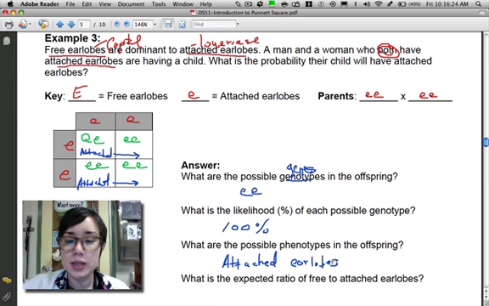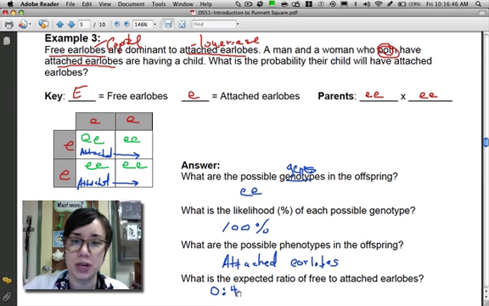And then lastly, what is the expected ratio of free to attached? The expected ratio of free, so let's look. How many free earlobes do I have? It has to have a capital E, it's 0. No boxes have big E's in them. How many boxes have little e's? All of them, so all 4. So it should be 0 to 4. And there's your answer for example number 3.